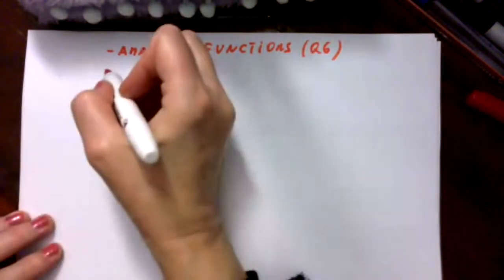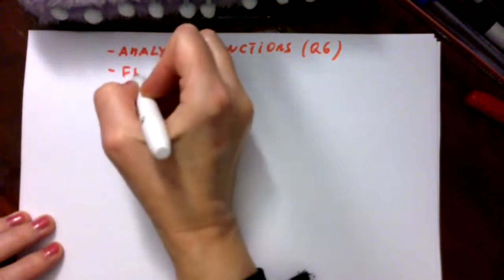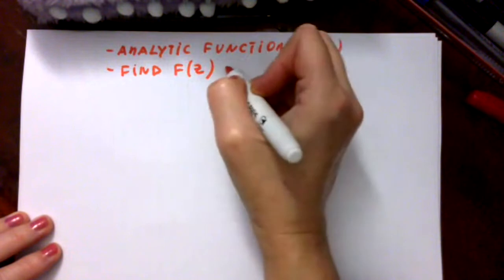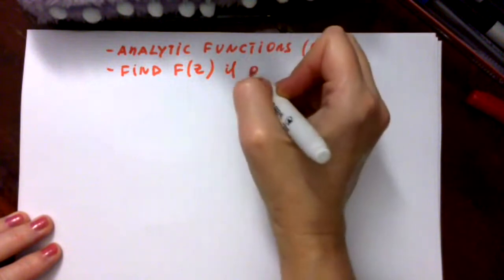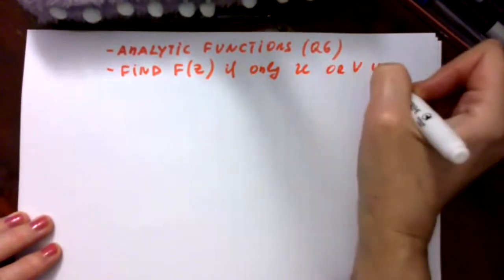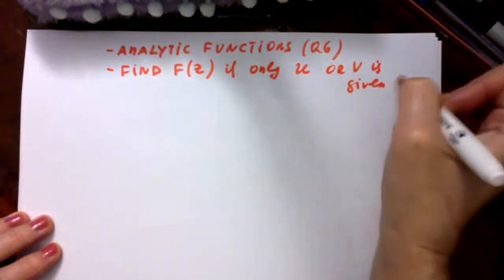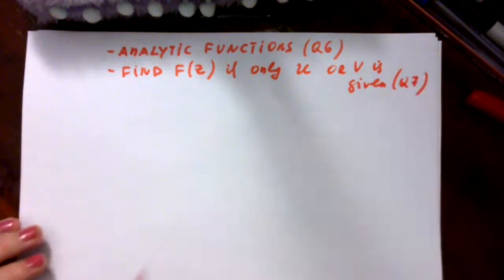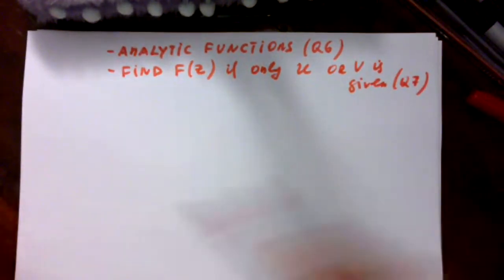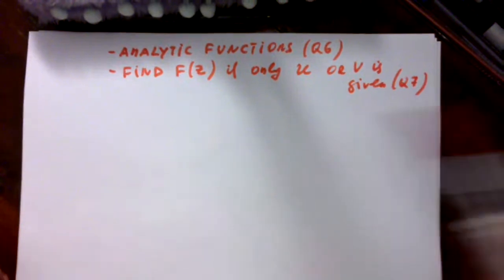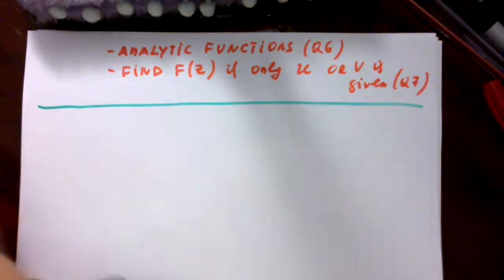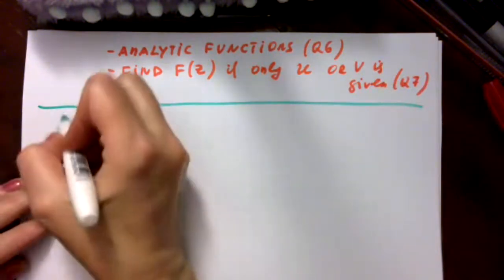And the next type of problem will be how to find the complex variable function f of z if only u or v is given. So this is what question 7 is about. So here's our plan for today. Let's start by discussing complex variable functions, or functions of complex variables, first.